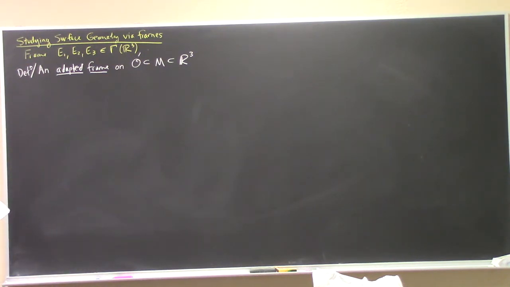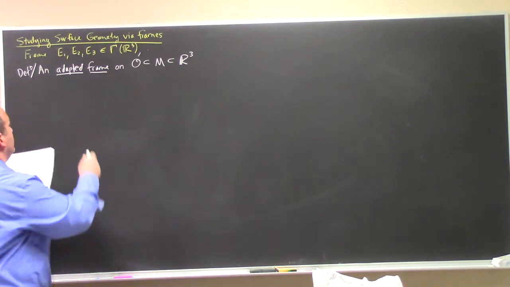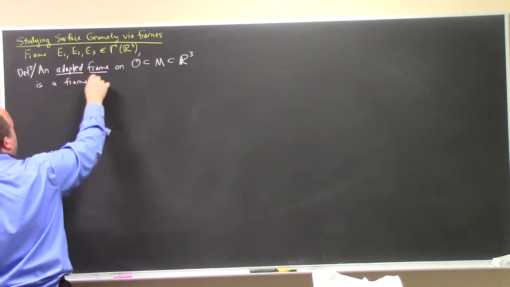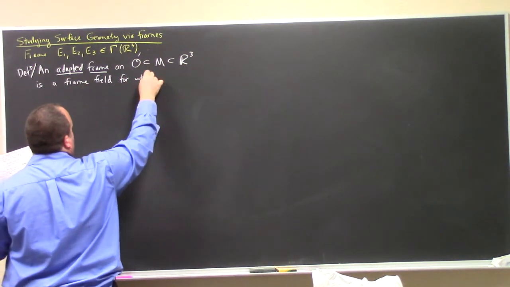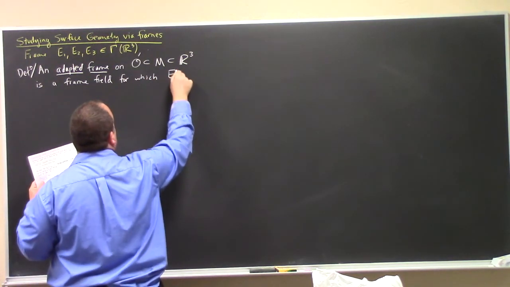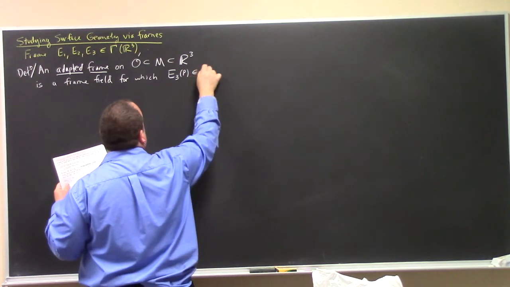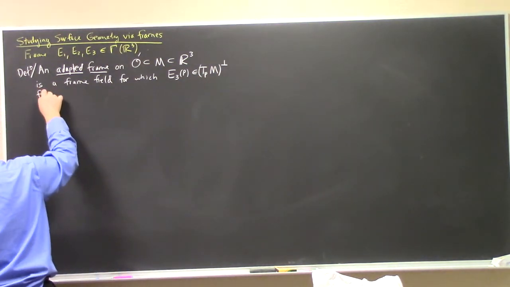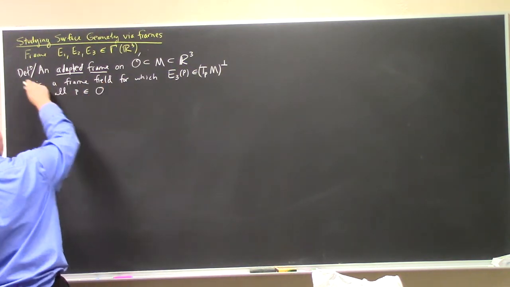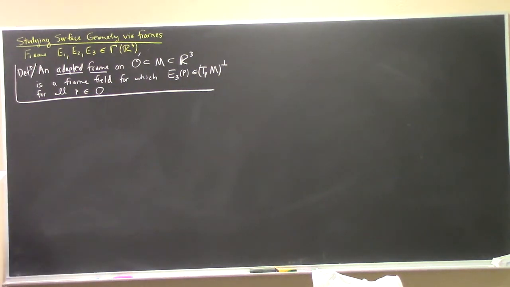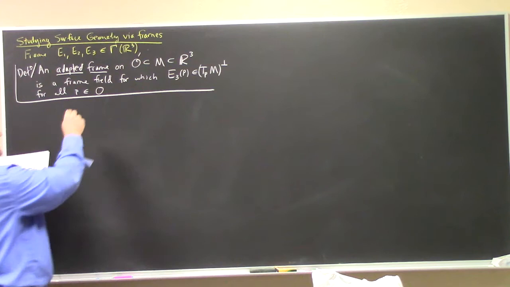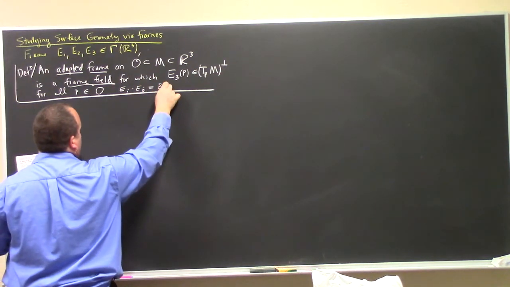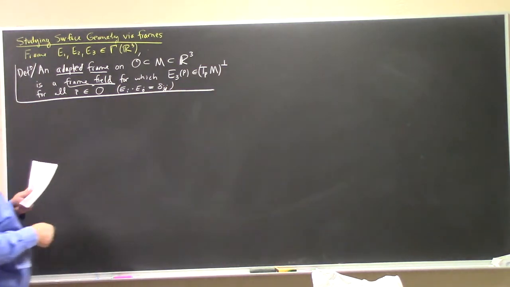It's just an open set, a subset of the surface, with a Euclidean frame field for which E3 at the point P is an element of the normal space for all P in the set we're looking at. So we are assuming here that this frame field has Ei dot Ej equal to delta ij. So we're assuming it's an orthonormal frame. All right.